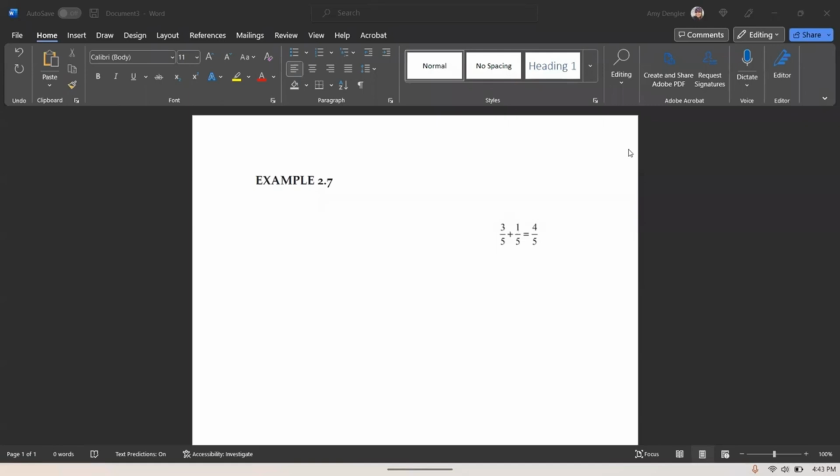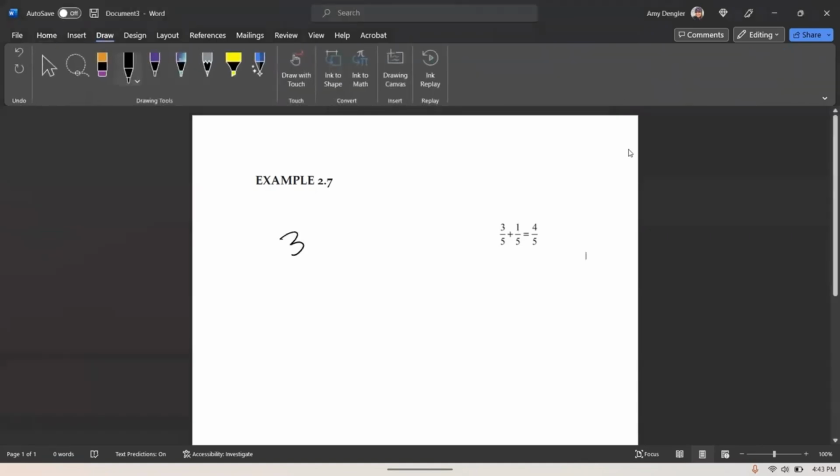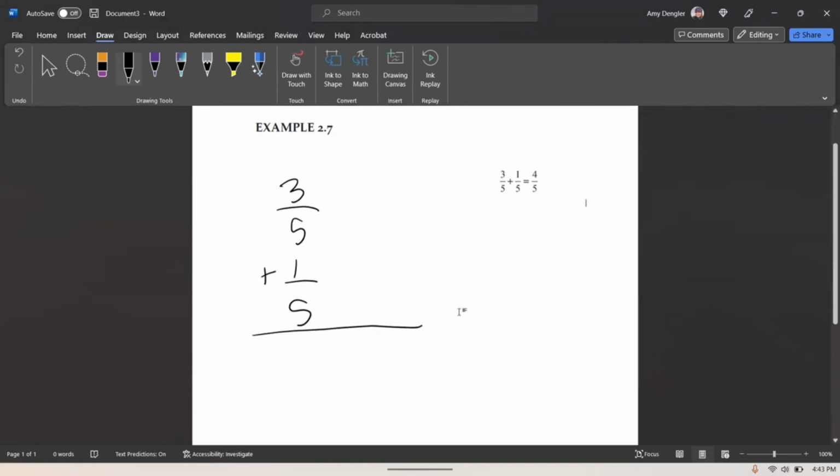Example 2.7. So this is pretty simple, adding and subtracting in terms of fractions. So we have 3/5 plus 1/5. We have the same denominator, so we don't have to worry about anything. We just have to add the 3 and the 1, and we get 4/5.